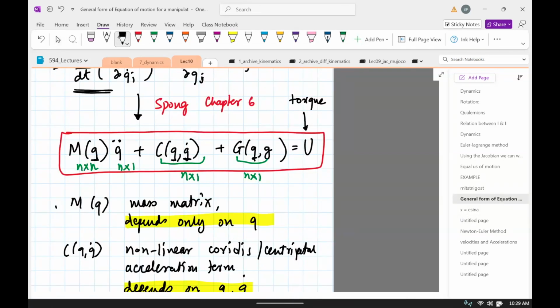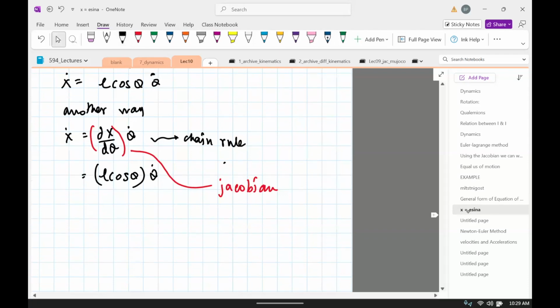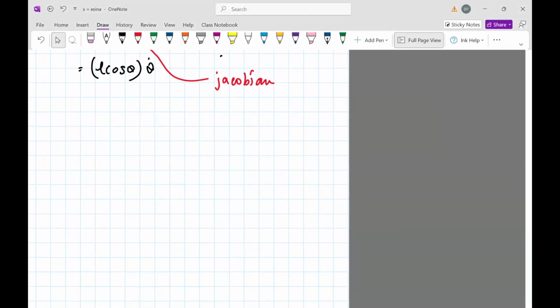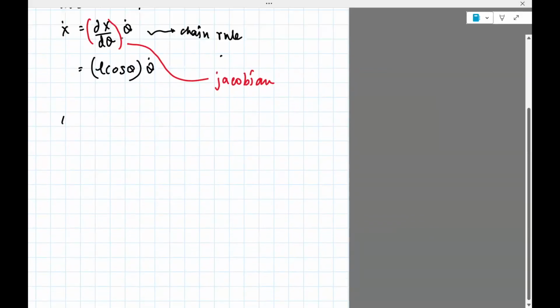Okay, so what we've got here is EOM 0, EOM 1, EOM 2. Now we need to extract from this M, C, and G. How do we do that?